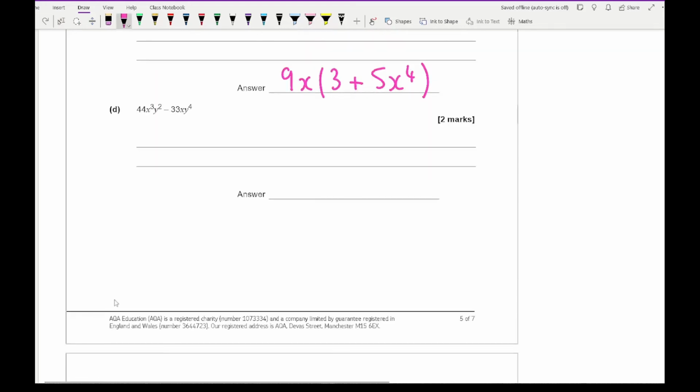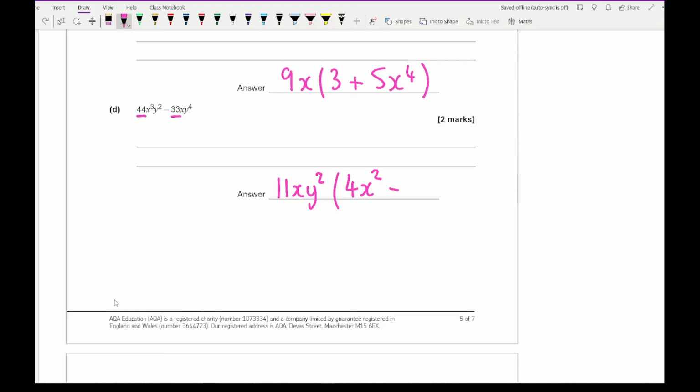Then for D, again, looking at numbers and letters, I've got x's and y's. So looking at the numbers, the biggest factor is 11. The smallest power of x is just 1, and the smallest power of y is y squared. So then looking at the first one, I've got 11, but I want 44, so I need to multiply that by 4. I've got 1x, but I need x cubed, so I need another 2. I've got y squared, and I want y squared, that's fine, so I move on to the next one.